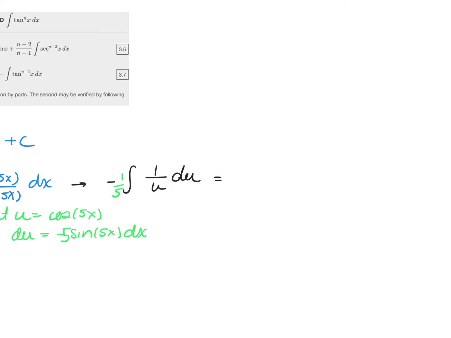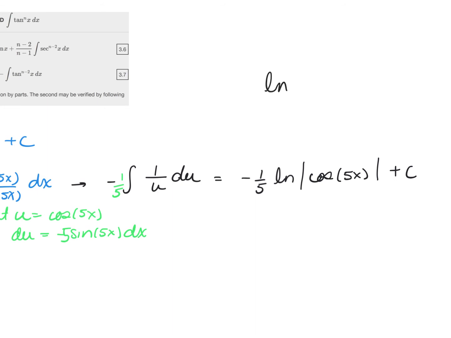So then this just becomes negative 1/5, the natural log of the absolute value of the cosine of 5x plus c. And you're like, but don't we have a formula for this? Wasn't this like when I did the integration of the tangent of x dx, wasn't that the natural log of the secant of x? And the answer is yeah, and this is why.